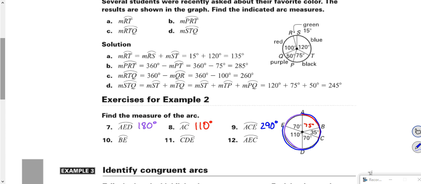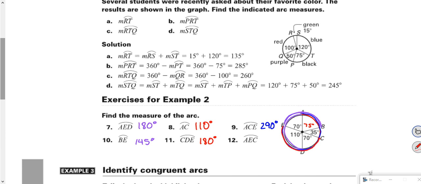BE, okay, BE. Let's go back to purple here. BE, because it was just named with 2, is just the minor arc, so it's got to go around this way. So 70 plus 75 is 145. CDE, so CDE is this one. Again, it's named with 3, but it really is a semicircle, right? It's half of it, so that's 180.